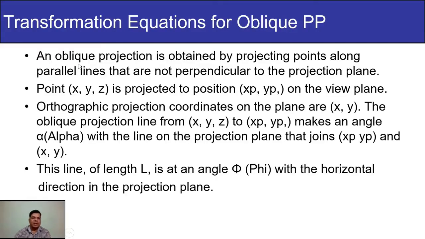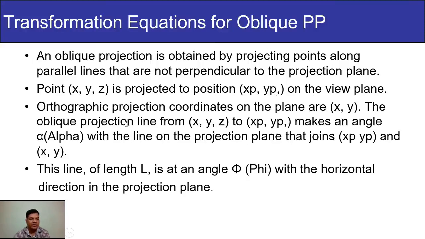Now an oblique projection is obtained by projecting lines along parallel lines that are not perpendicular to the view plane. So what is happening in this case? The projection lines are parallel but they are not perpendicular to the view plane. Such type of projection is basically called oblique parallel projection. Now point x, y, z is projected to position xp, yp on the view plane.